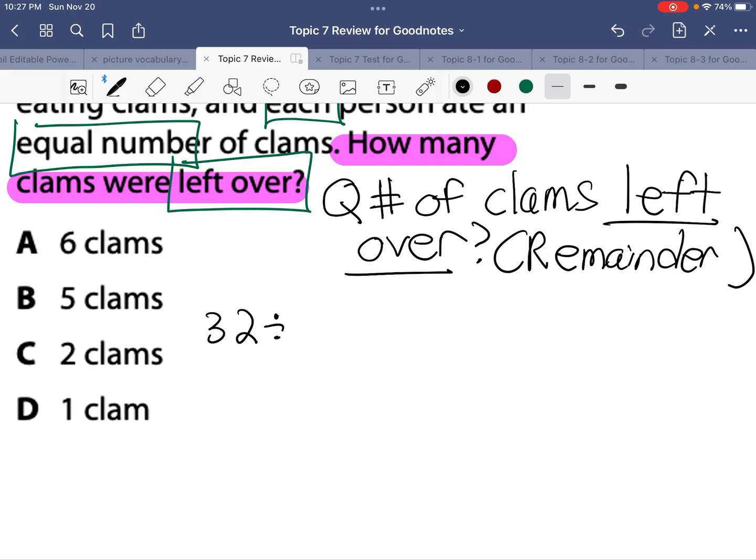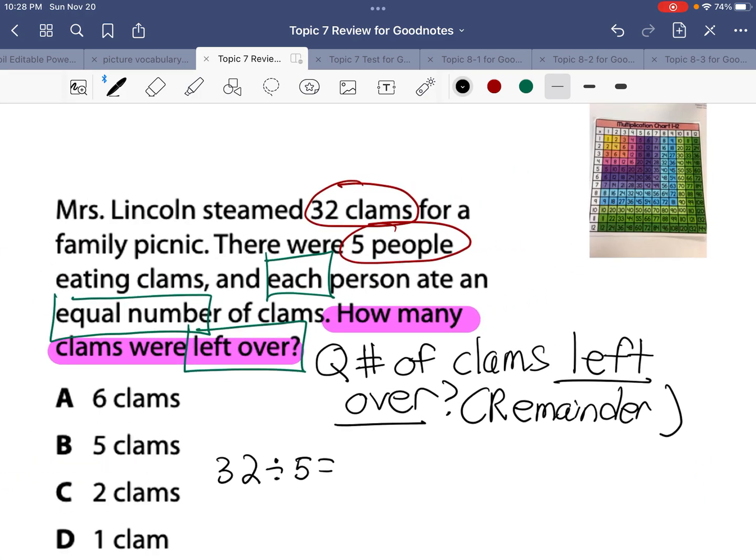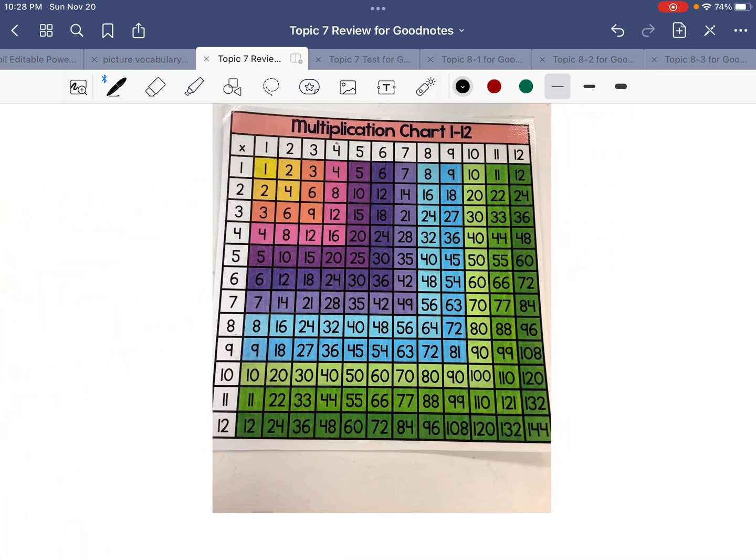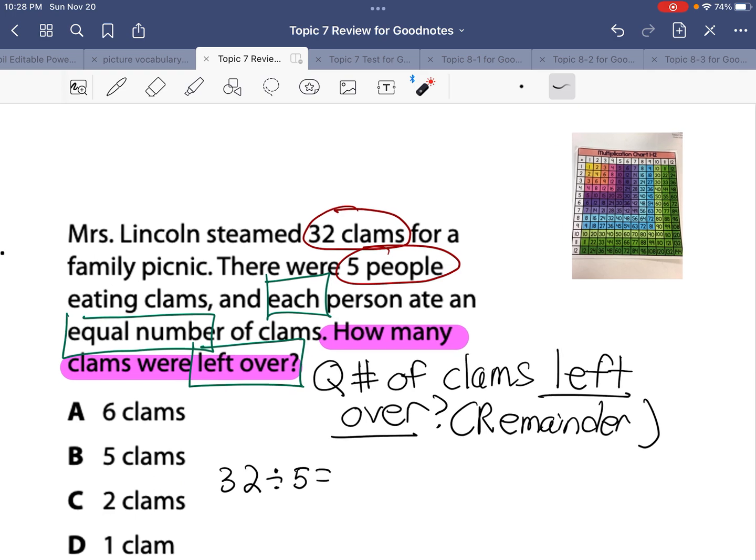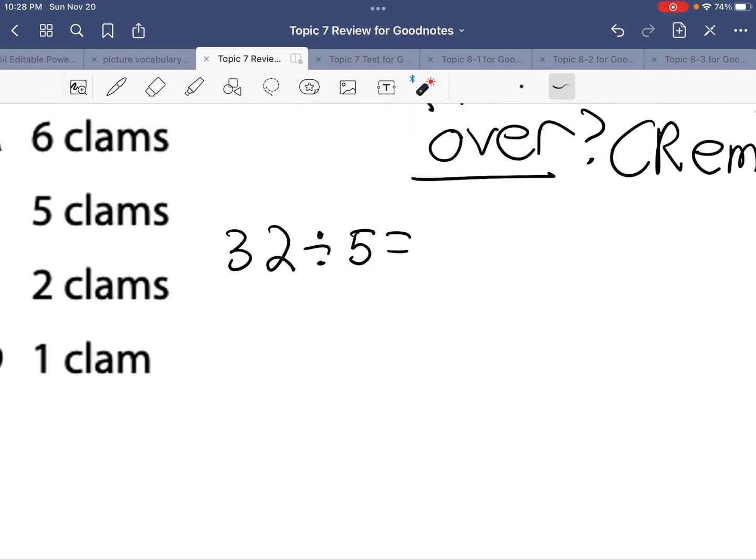32 divided by 5. And I want to see, just to make sure, can 5 go into 32? Let me see. If I go into my 5s, I need to look for 32. There's no 32 here. I have 30, I have 35, but no 32. So I'm going to have to draw for this.